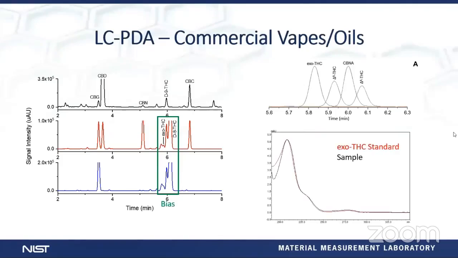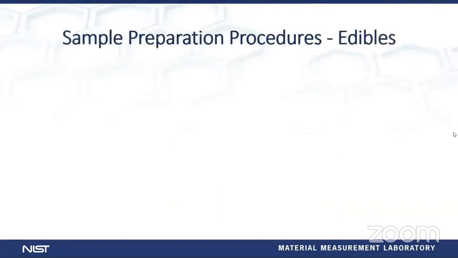Now, it's also important to point out that we did identify exo-THC in the samples. I mentioned earlier that this is a byproduct of the process of making the oil samples or vape cartridges, so it's not too surprising to see a little bit of exo-THC. But it has very similar UV-vis spectra to delta-9, so it's important to be able to separate it from delta-9 THC. Even here, you can see there's some slight overlap in the samples.